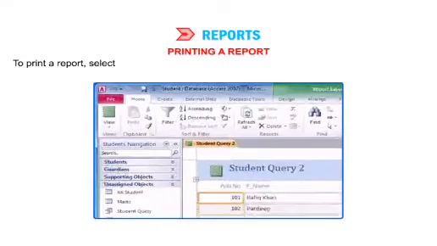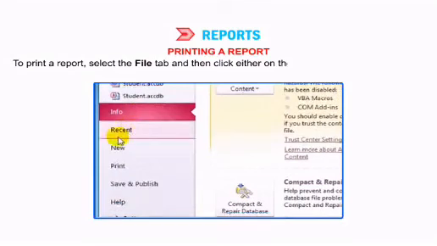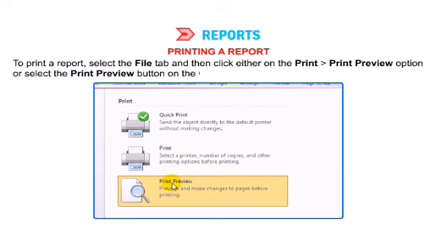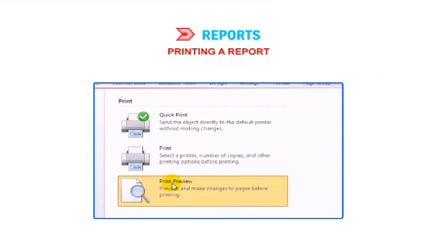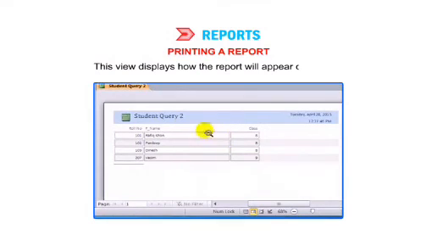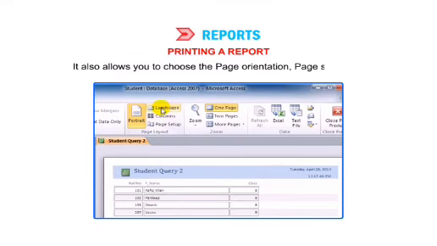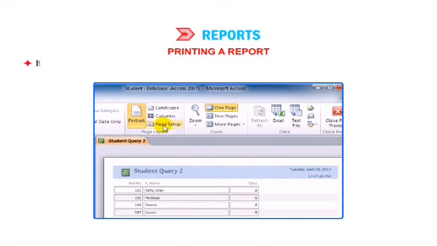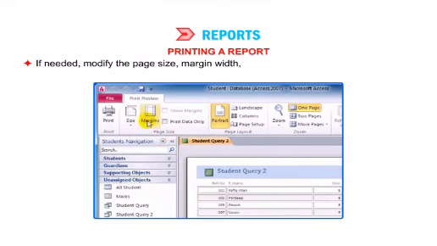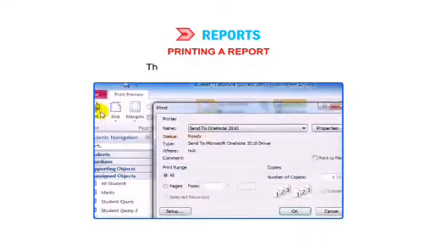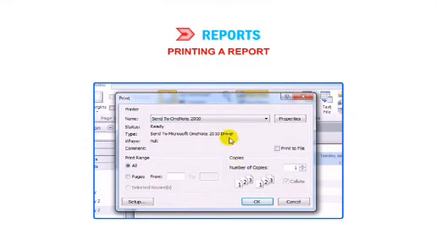To print a report, select the File tab and then click on Print, then go to the Print Preview option, or select the Print Preview button on the Quick Access toolbar. This view displays how the report will appear on a page. It also allows you to choose the page orientation, page setup, etc. If needed, modify the page size, margin width, and page orientation using the related commands on the ribbon. Click on the Print option. The Print dialog box will appear. Set any desired print option, then click OK.